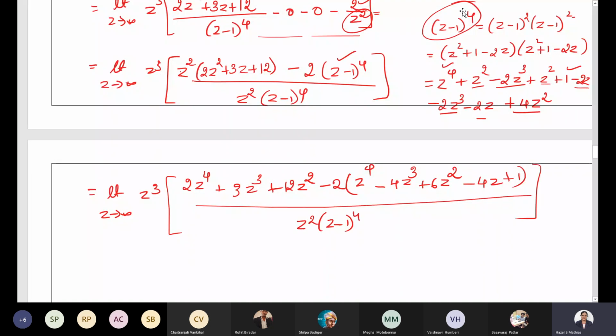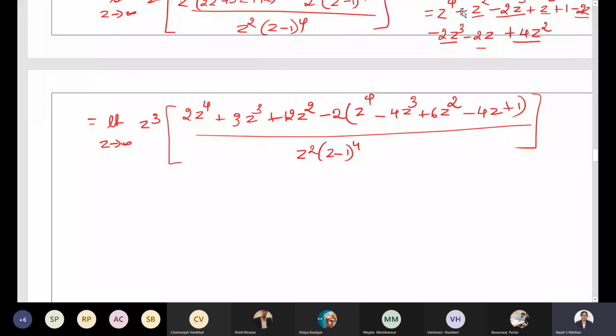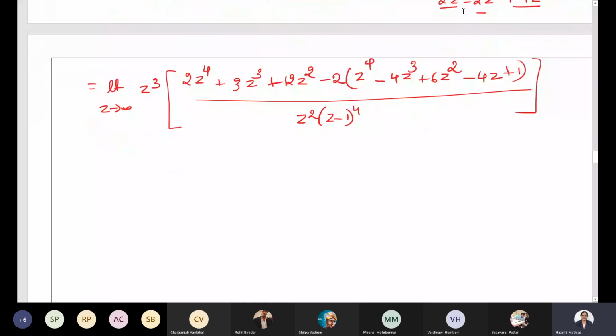Now simplify this numerator. What happens when you simplify the numerator? Limit Z tends to infinity. Here you can cancel out Z square and 1Z. So it will be Z into, see, 2: plus 2Z power 4 and minus 2Z power 4 get cancelled. Correct? Then check for Z cube.